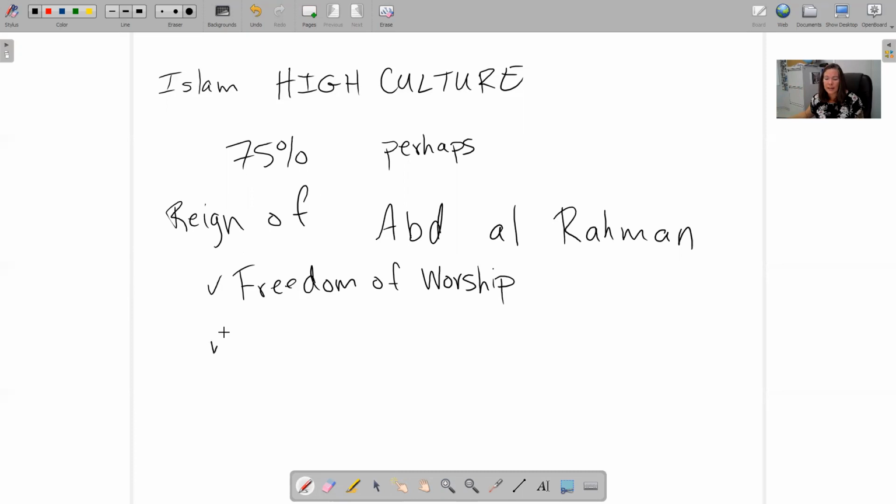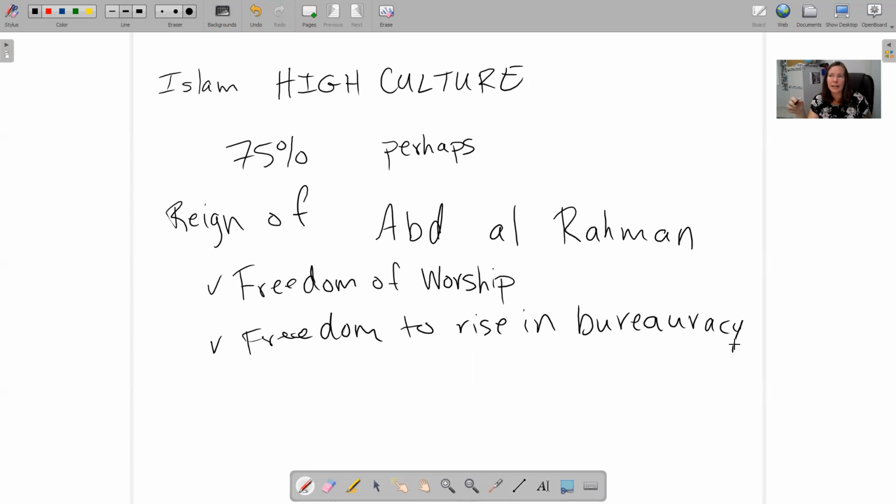He declared freedom to rise in the bureaucracy. This means in the government. Even though he was the leader and he was Muslim, it meant that a Christian could work in the government and could rise up in the ranks, and everything was fine. He was basically saying that Christians and Jews were equal in society to Muslims, and everyone should get along just fine.